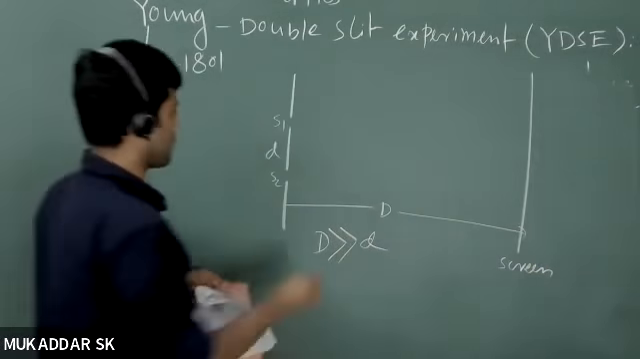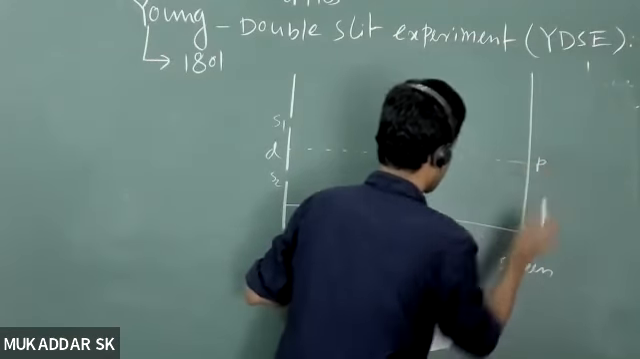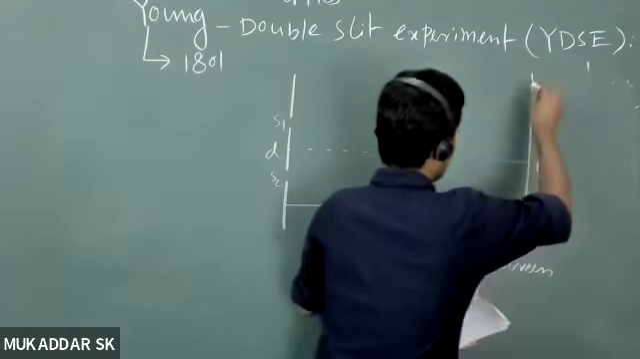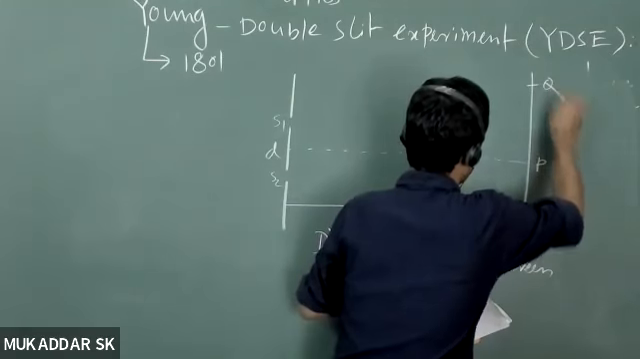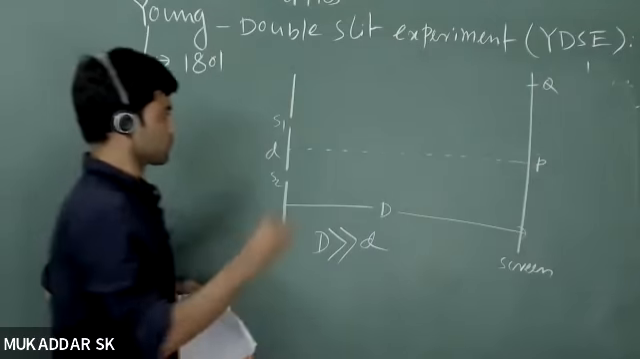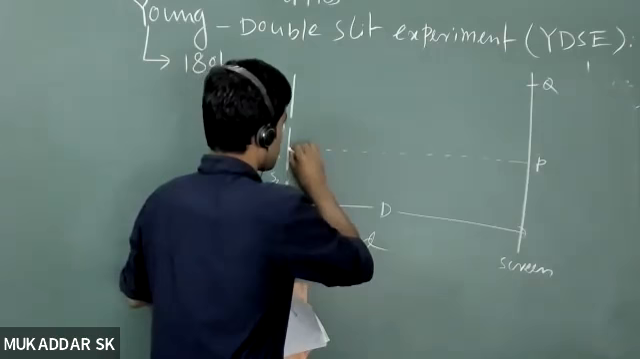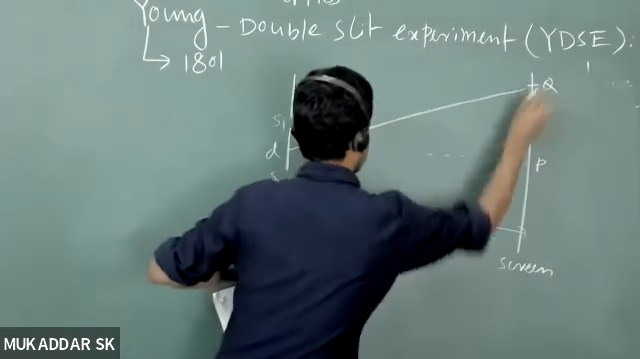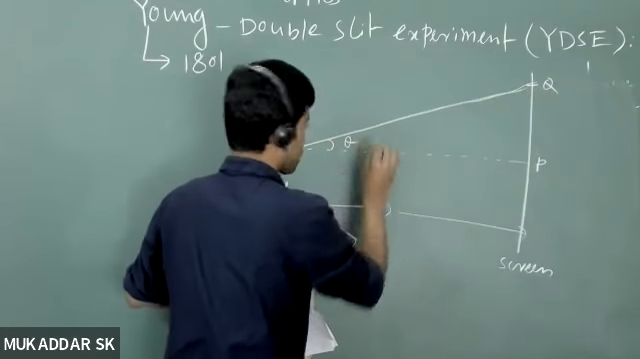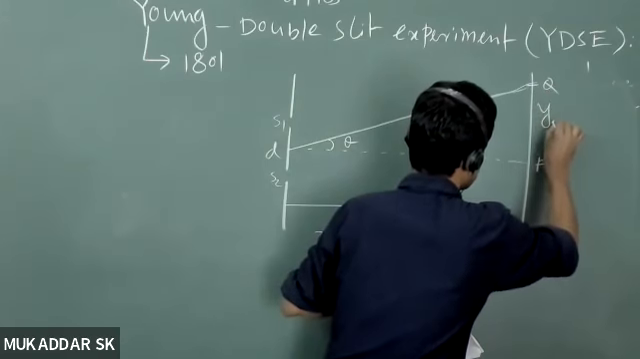Suppose this is your central point P, and you are looking at some point Q. Suppose this angle is theta. And this distance PQ, let us assume, is ON.